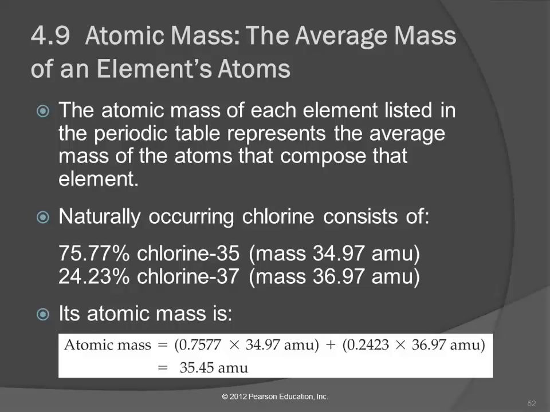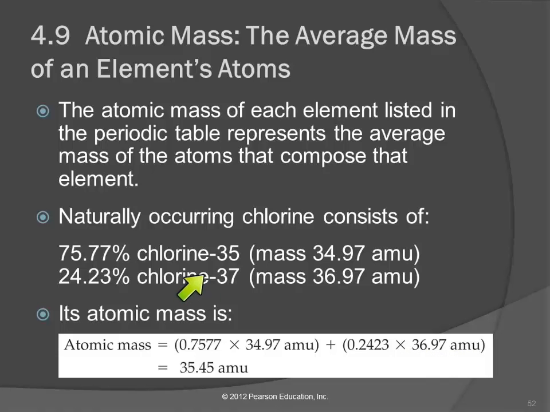So this is the general formula for that. The atomic mass will equal, you take the percentage and turn it into a fraction, into a decimal. You multiply it by the mass of that particular isotope, and then you add that to the percent turned into a decimal times the mass of the other one. And here they're listed in atomic mass units.